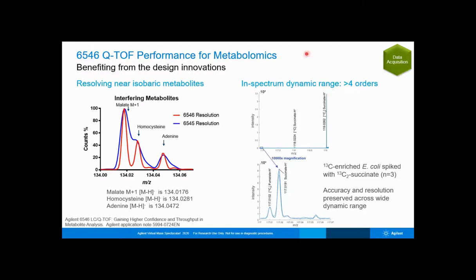Regarding the performance, on the right is a figure showing intrascan dynamic range from the same flow injection study. Here, the carbon-13 enriched E. coli spiked with carbon-13 C2 succinate with 3 technical replicates as overlaid. Despite the 4-order difference in intensities, mass accuracy and resolution are maintained and allow precise determination of both abundant and low-level peaks within the same spectrum. This is especially important when measuring complex matrices with high-throughput approaches such as flow injection analysis.